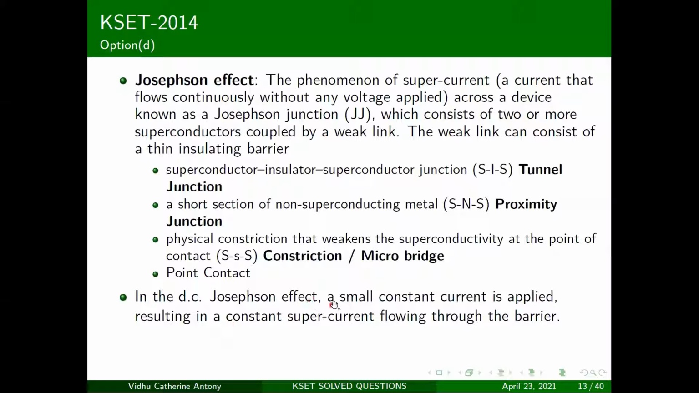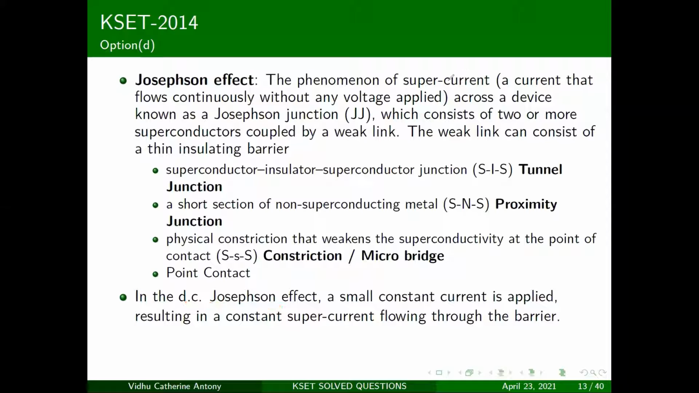Now, there are two types of Josephson effect. Let me just point that out to you. One of them is called the DC Josephson effect, and the other one is called the AC Josephson effect. I want to make it clear that applying a DC potential does not mean that it's a DC Josephson effect. I have seen a lot of people think that just because you apply a DC voltage, it makes it a DC Josephson effect. The fact whether it's DC or AC has to do with the type of current that comes out of it.